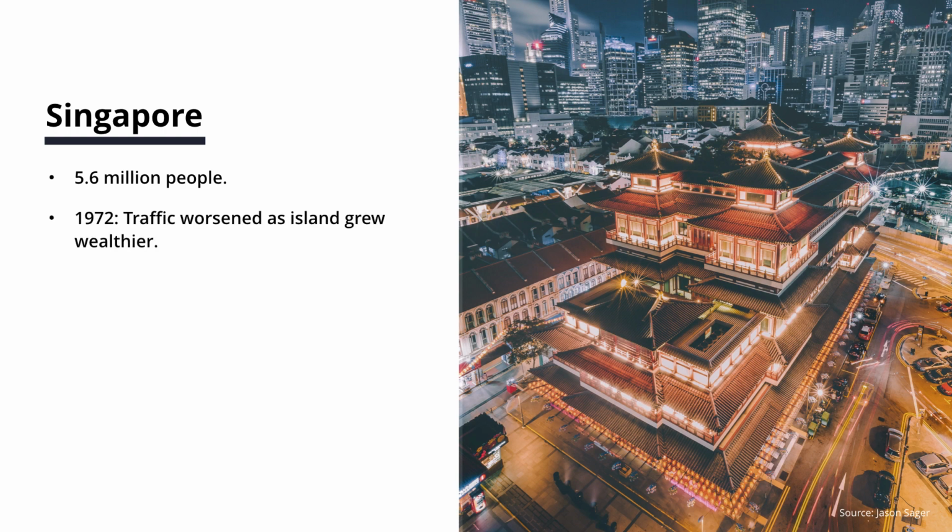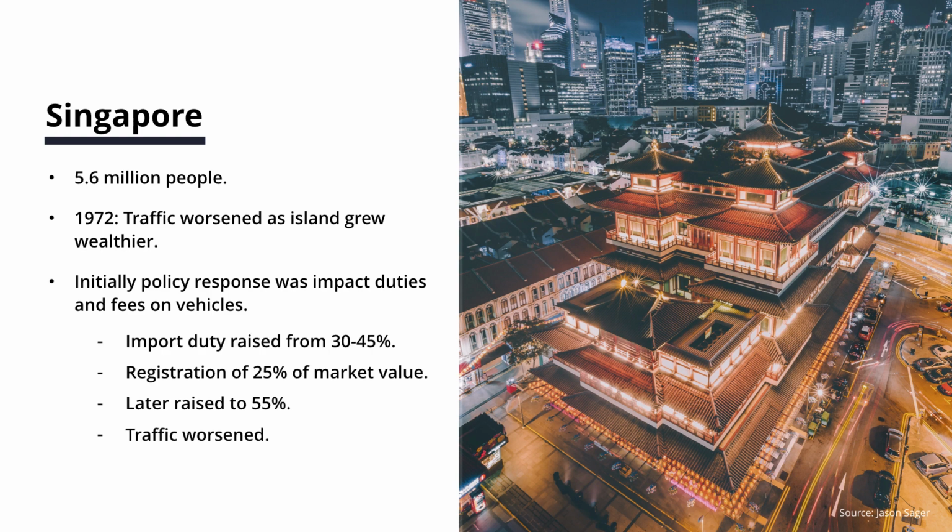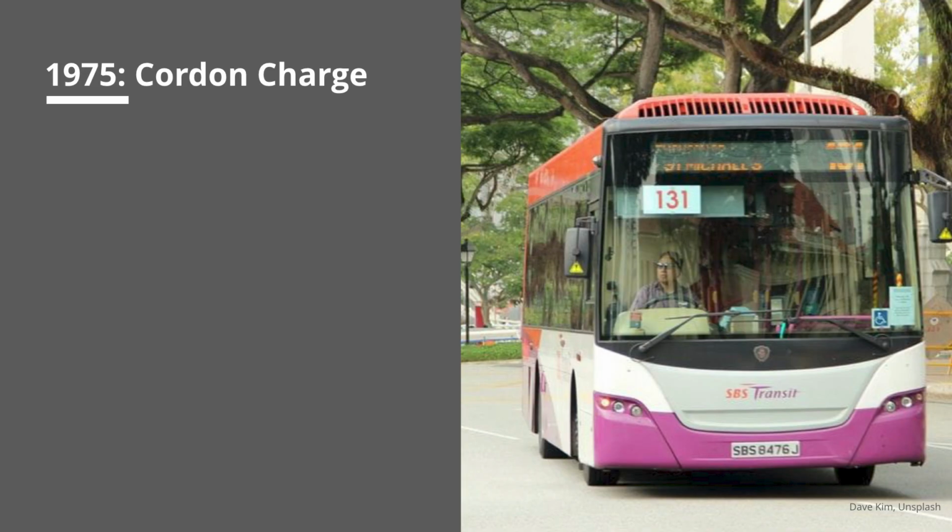The quick history here is that in the 1970s, as Singapore was growing wealthier, traffic started to get much worse. So what the government initially did was to put a lot of heavy import duties and fees on motor vehicles. You can see this on the slide, but it had import taxes from 30 to 45% on cars, and a registration fee that was 25% of a car's market value. This was later raised to 55%. Despite all these efforts, traffic got worse. And so in 1975, Singapore put in place what became the world's first cordon charge. I know I said a moment ago that Singapore was a network charge, but they started as a cordon charge.